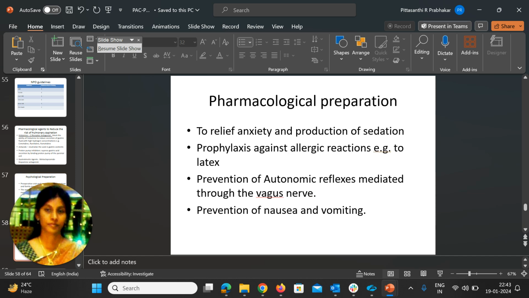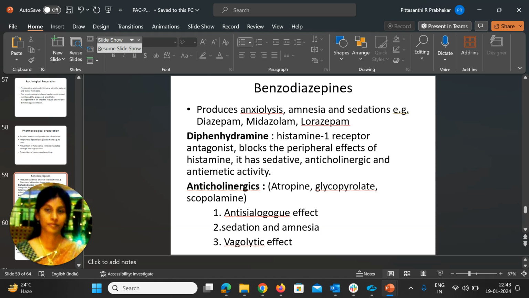Pharmacological preparation is aimed at relieving anxiety and producing sedation, prophylaxis against allergic reactions to latex, prevention of autonomic reflexes mediated through the vagus nerve, and prevention of nausea and vomiting. Benzodiazepines produce anxiolysis, amnesia, and sedation. Examples are diazepam, midazolam, and lorazepam.